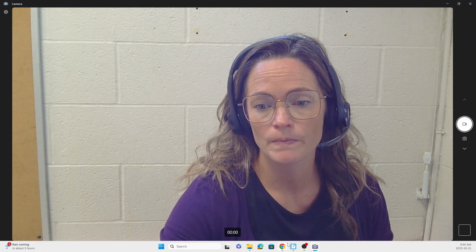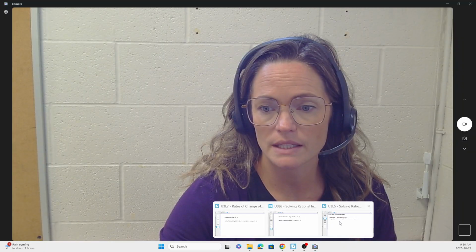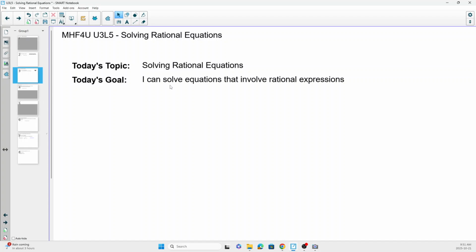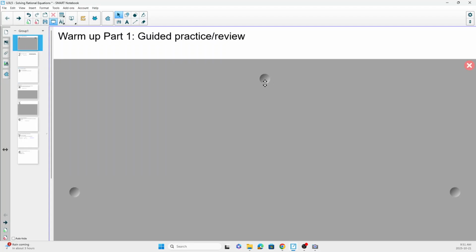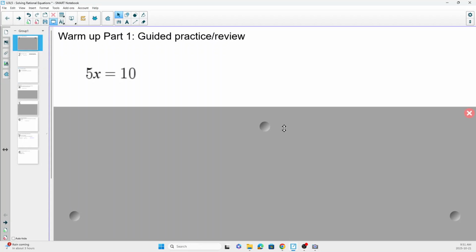Okay, so lesson 5. By the end of this lesson, you can solve equations that involve rational expressions. That is the goal by the end of this unit. So I'm going to start with a little bit of a guided warm-up just as a refresher for some of us for fractions and also for solving equations.